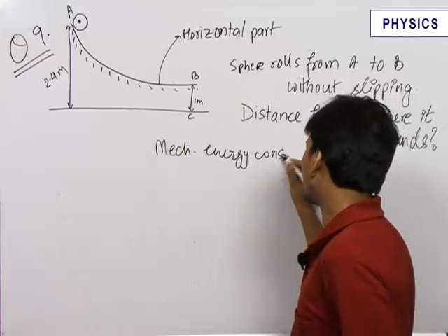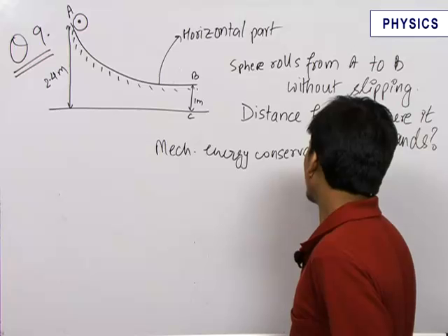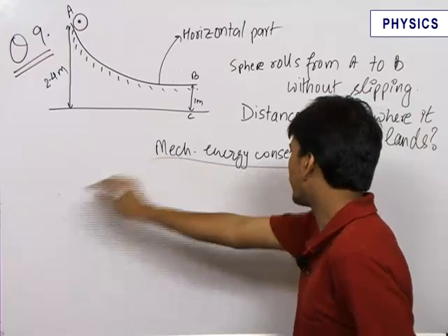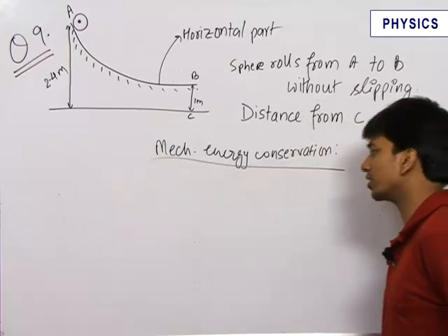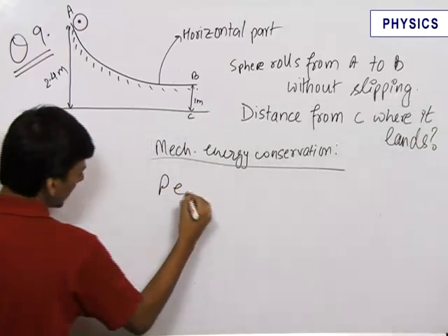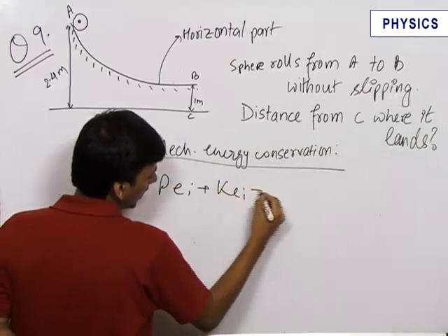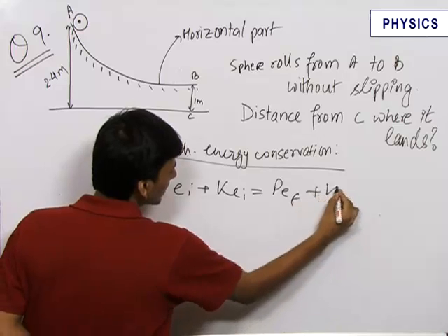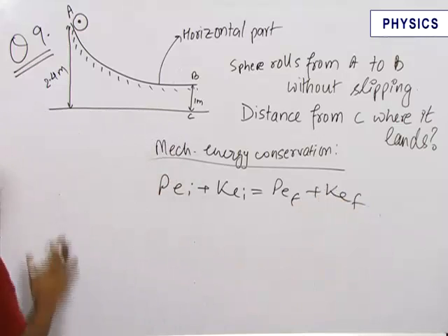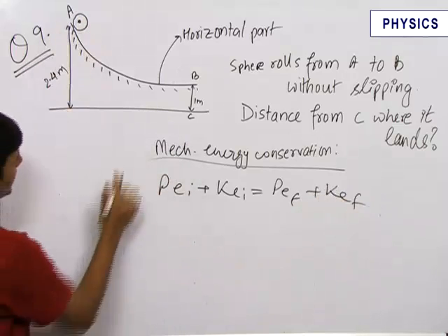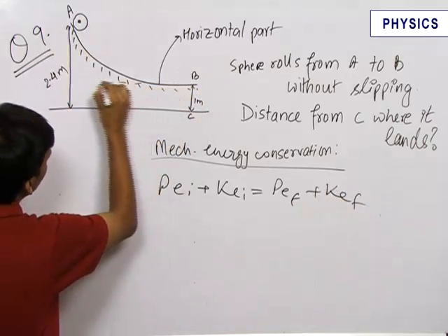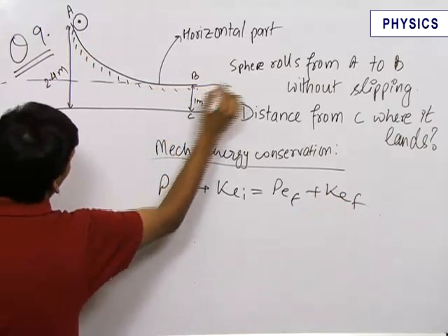People generally forget these two conditions, but you should always check for them before applying mechanical energy conservation. So this states: potential energy initial plus kinetic energy initial is equal to potential energy final plus kinetic energy final. So for the initial potential energy, let us assume potential energy to be 0 at this level for simplicity.